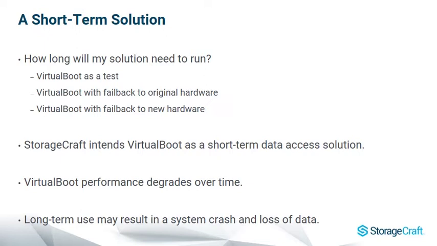If you are unable to fail back within a week, you will need to employ an alternate solution to protect your production data. Regardless of the reason for using VirtualBoot, when you no longer require the VM, you will need to power it off. How you do this depends on your reason for using VirtualBoot. The next slides will cover failback for the three main categories mentioned previously.